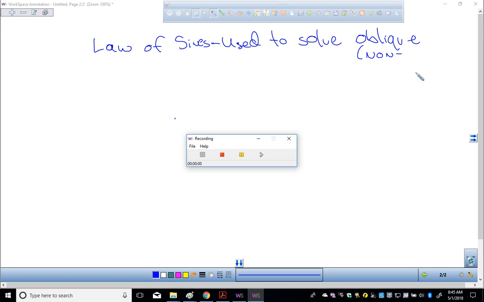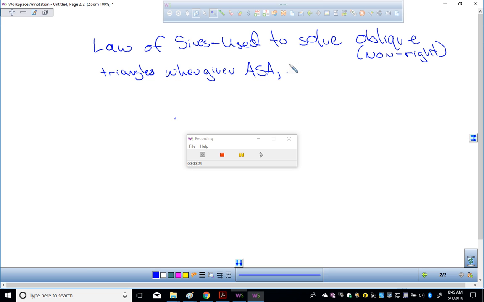The law of sines is used to solve oblique, which means non-right, triangles when given an angle, a side, and an angle, or an angle, an angle, and a side, or a side, side, and an angle. But with a side, side, and angle, you must know it's an acute triangle.